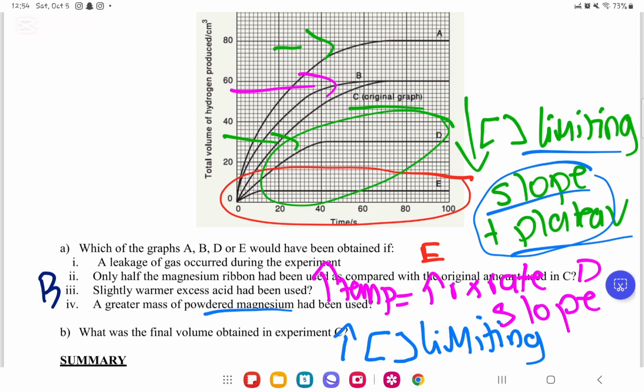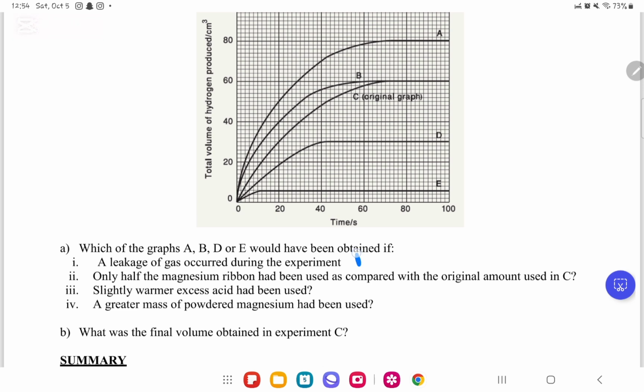So in which graph are the slope and the plateau affected? We have D and we have A, but we're gonna take A. Why? Because a greater mass of powdered magnesium was used, so we need to be greater than the original graph C. So in order, our answers are E, D, B, A.